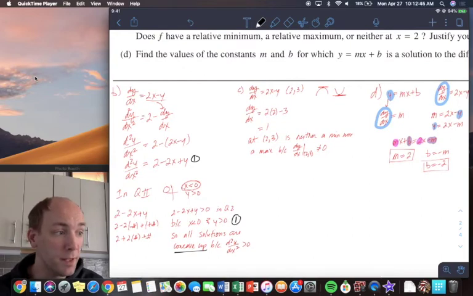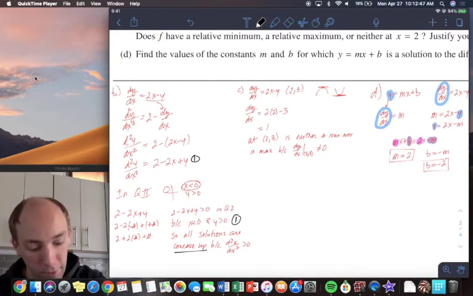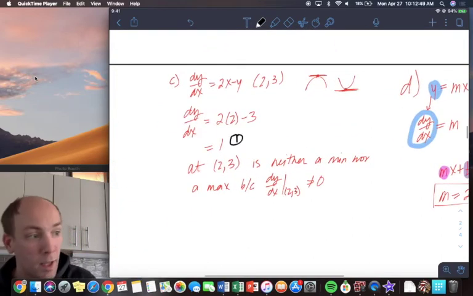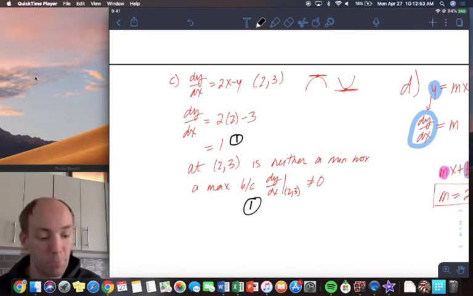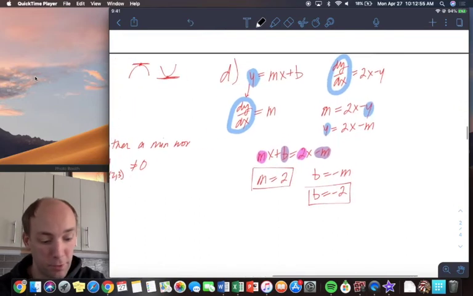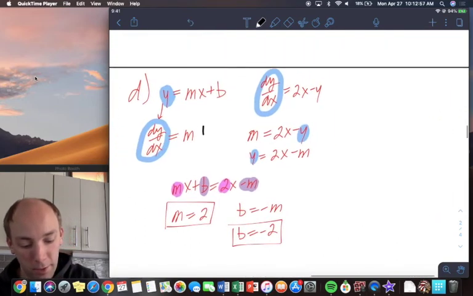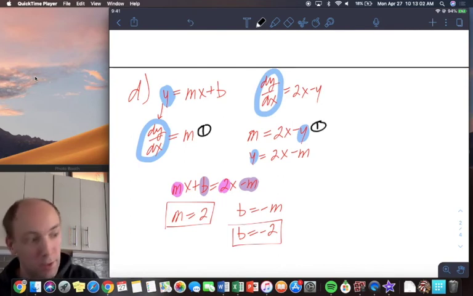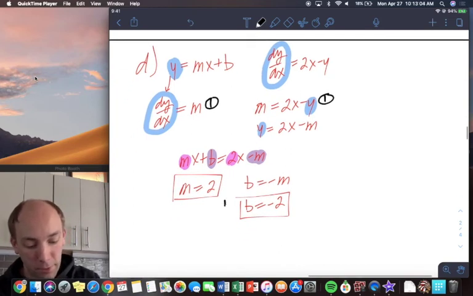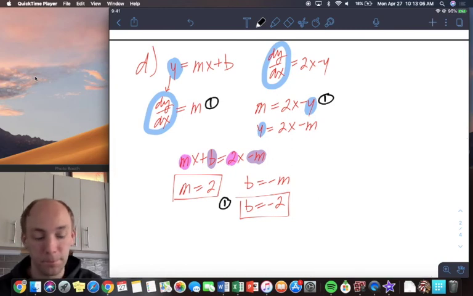For part C, you're going to get 1 point for considering the derivative value at (2, 3), and then 1 point for your conclusion with justification. Okay? Part D, 1 point for finding the derivative of y here equaling m, 1 point for setting those equal to each other, and then 1 point for your answers. Okay? All right. Let me know if you have any questions.